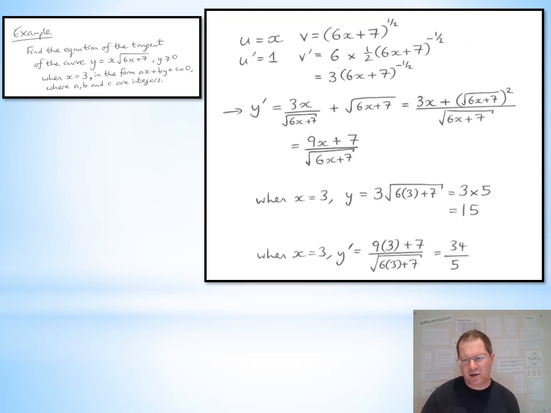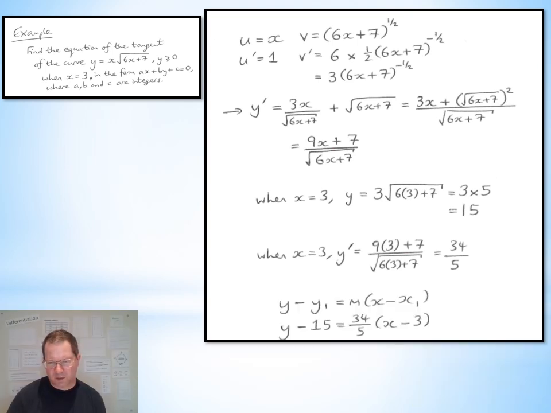And then in a similar way, I'm substituting x equals 3 into our expression for dy by dx. So 9 threes plus 7 will give us 34. We already know that the square root of 6 threes plus 7 is 5. So the gradient is 34 fifths. So using the equation y minus y1 is equal to m(x minus x1), we know that y1 is 15, we know that m is 34 fifths, and we were told to use x1 as 3.